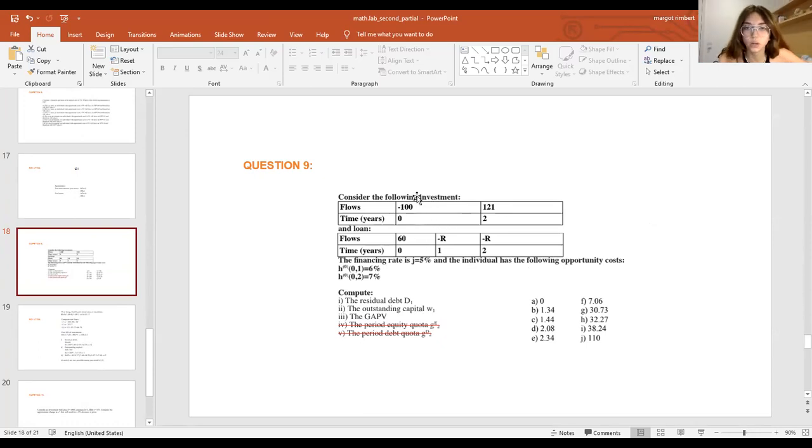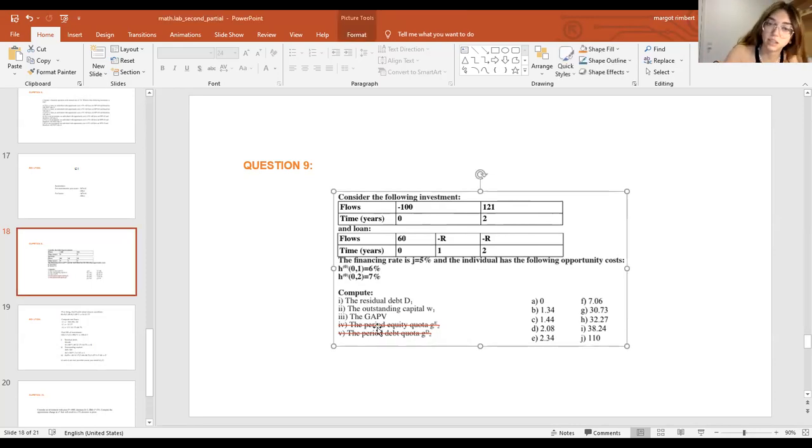So here they give you an investment where you cash out 100 euros and then you're going to receive 121 at T2. And they also give you a loan. With this loan, you receive 60 at T0, and then you have to pay 2 equal installments at T1 and T2. They give you the financing rate of 5%, and they give you the opportunity costs from period 0 to 1 and period 0 to 2.